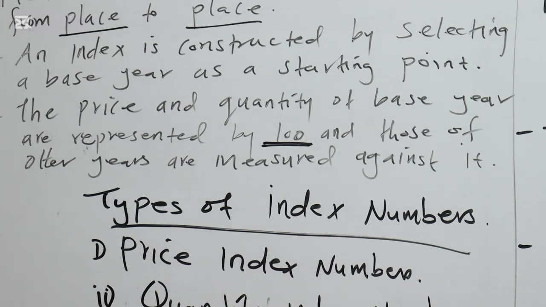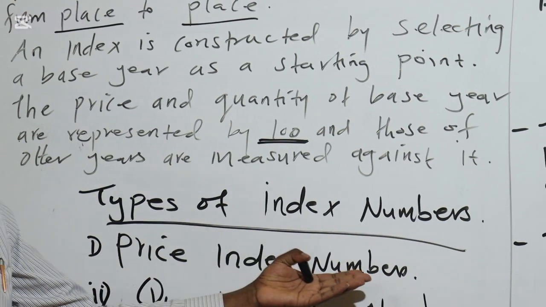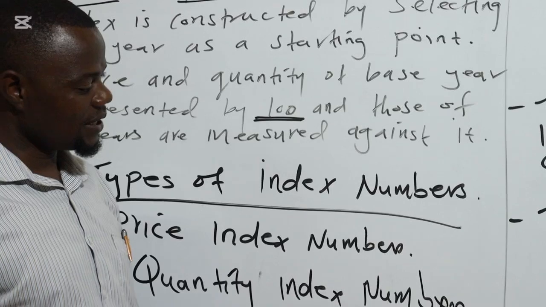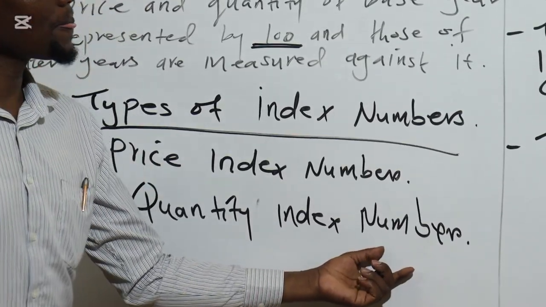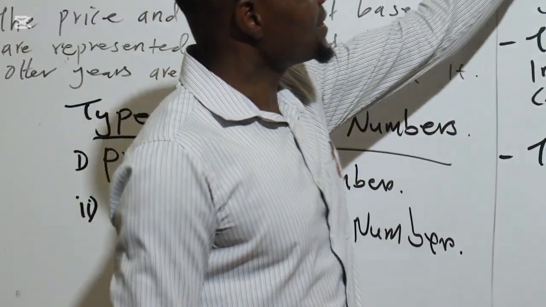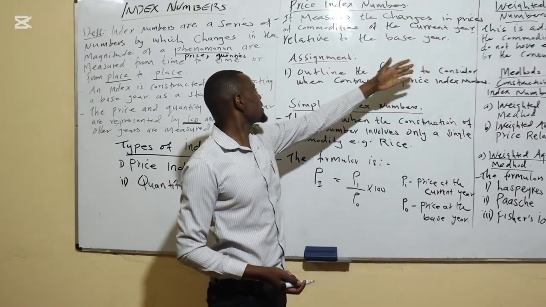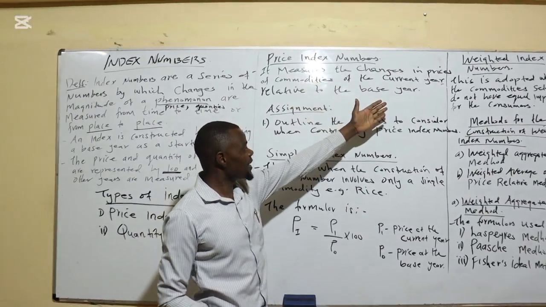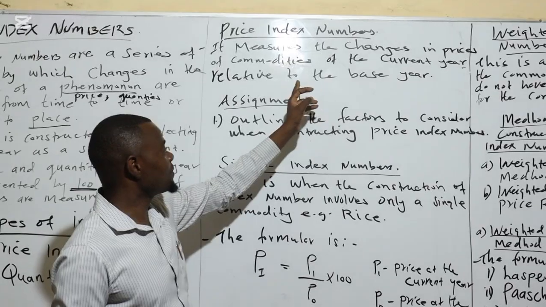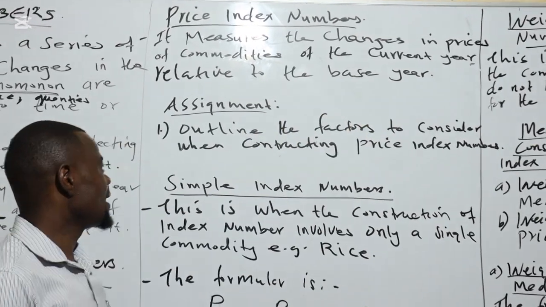So we have different types of index numbers. Actually, we are going to look at two: the price index numbers and the quantity index numbers. When we talk of price index numbers, it just measures the changes in prices of commodities of the current year relative to the base year.